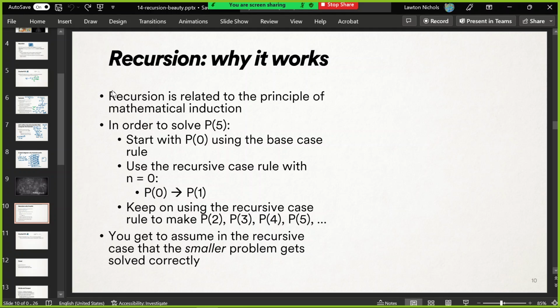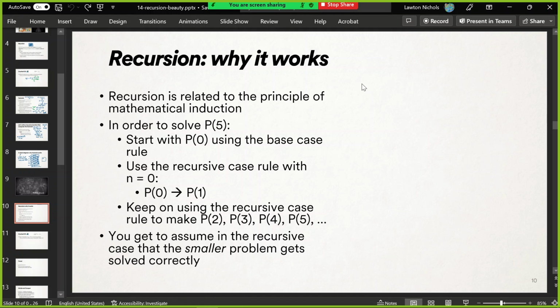Recursion is related to something called mathematical induction. Maybe you've heard of that, or if you've taken CSCI 26 already, you have been forced to learn it. It's a way to prove that things are true over a bunch of numbers, mathematical induction. And so let's talk about why it works on just a generic problem P. Let's call the problem that we're trying to solve P.